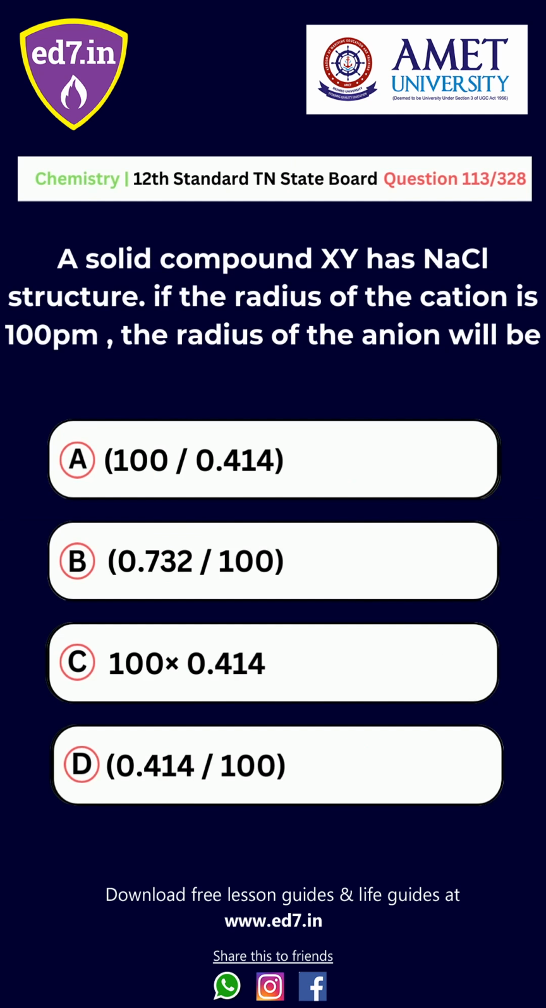Question number 113. A solid compound XY has NaCl structure. If the radius of the cation is 100 pm, the radius of the anion will be: option A, 100/0.414; option B, 0.732/100; option C, 100 × 0.414; option D, 0.414/100. The correct option is option A, 100/0.414.